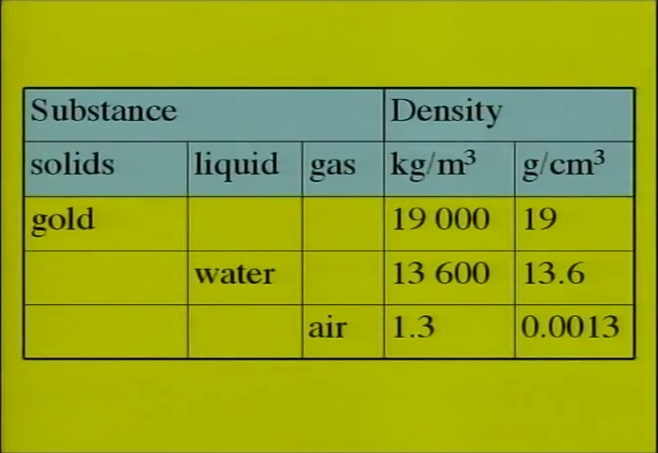Density for gold would be 19,000 kilograms per cubic meter, and if it was in grams per cubic centimeter, you should have 19. Similar to the liquid, for which we have an example, which is water, and also the air. So those are some examples. You can quickly have that example written into your book.